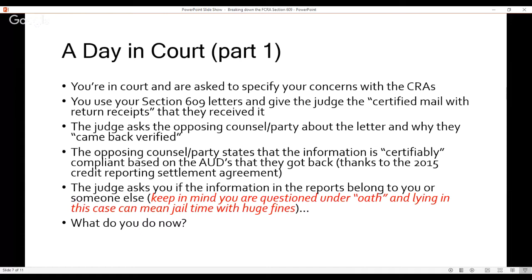Is the information yours? If the judge doesn't ask, you can guarantee that the opposing counsel will put you under deposition and will ask you that. And remember that every time there's a deposition, you're in court or any type of legal situation, you actually have to do it under oath. So if you lie, you can go to jail and you can get huge fines. So what do you do in this situation when you're asked whether the accounts and information contained within those reports, or any of those accounts, are yours personally?